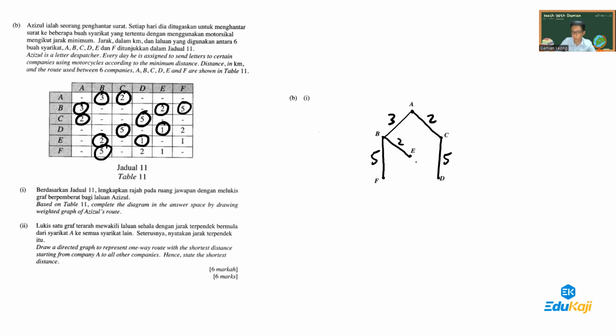D to E, 1. Connect here, 1. And then D to F is 2. E to F is 1. Yeah, basically like that.